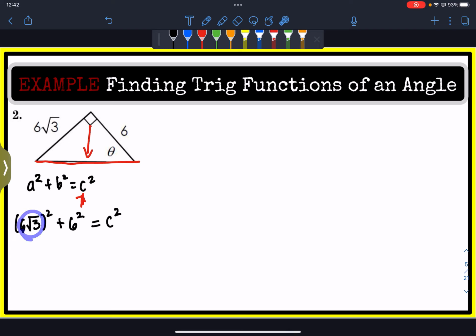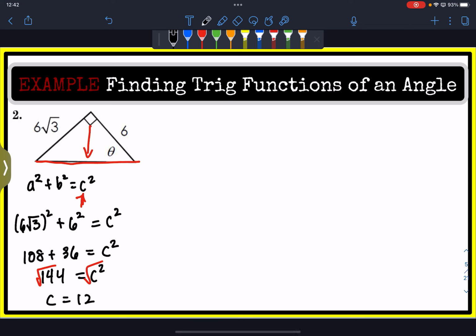6 radical 3 squared is going to give us a total of 108. 6 squared is 36. And that adds up together for a total of 144. Taking the square root, we get that the value of c is 12. So this length here measures 12 units. So now we can figure out the 6 trig functions.